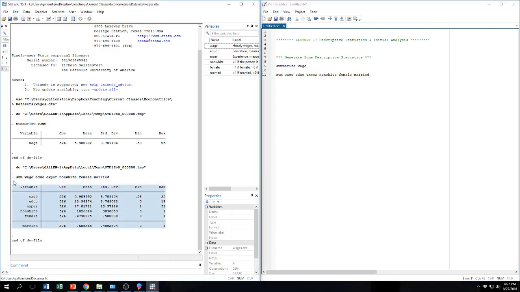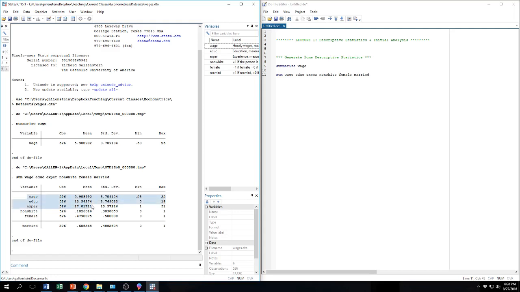So let's look at what our output looks like here. We have all 6 of our variables. We have 526 observations for all of the variables in our data set. And we have the means. The average wage is 5.9. The average education level is 12.6, so these people have had a little bit more than high school on average. The experience level is on average 17 years.